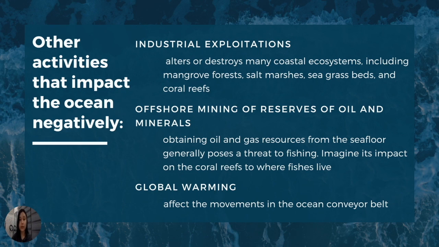Lastly, global warming. As the Earth's climate warms, the water also warms, melting sea ice. This warming could make the water less cold and less likely to sink. Without sinking cold water, the ocean currents could slow down or stop in some places. So global warming could possibly affect the movements of the ocean conveyor belt.